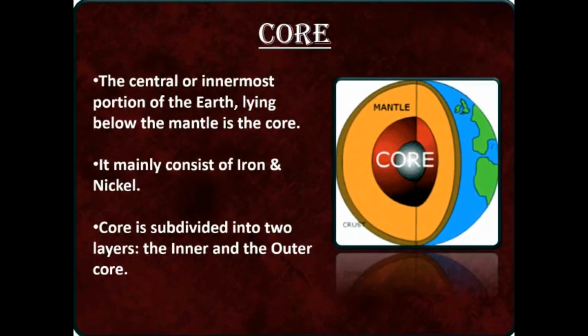The core. Now, what is core, students? The core is the central or innermost part of the earth. Lying below the mantle is the core. The core starts from around the depth of about 2900 kilometers from the earth's surface. The thickness of the core is about 3471 kilometers. The core is subdivided into two layers, that is the inner and the outer core.